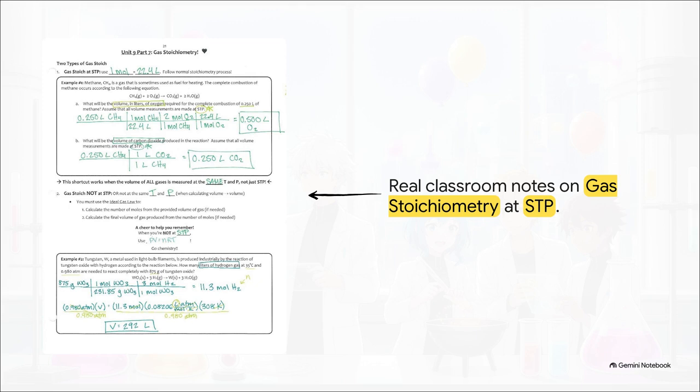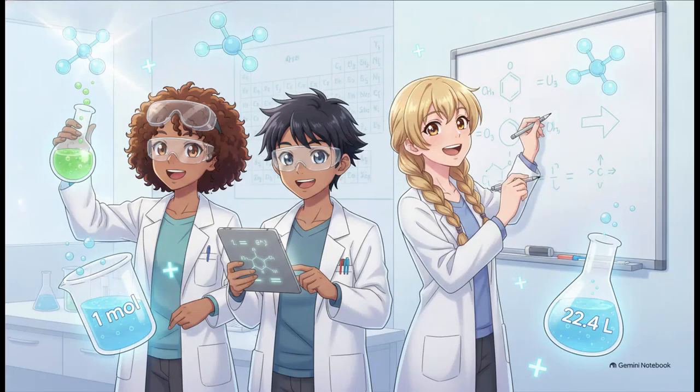They start with the 0.250 liters of methane, divide by 22.4 to get to moles, use the 2-to-1 mole ratio from the equation, and then multiply by 22.4 again to get 0.500 liters of oxygen. Boom, done. Notice the brilliant simplicity written right at the top of those notes.